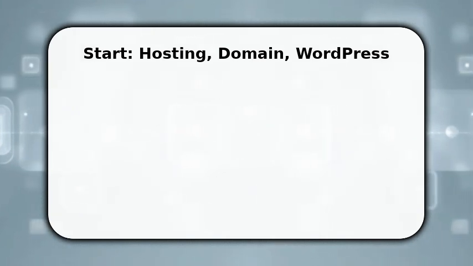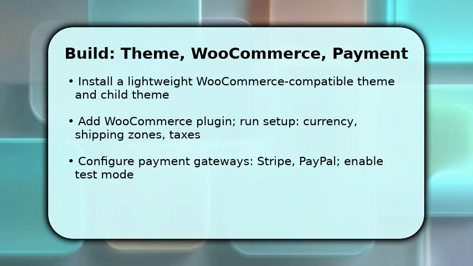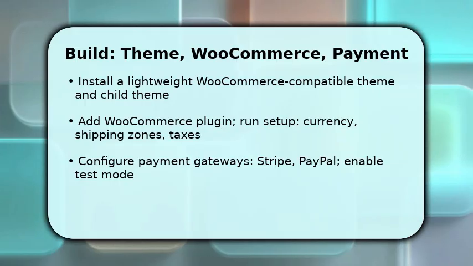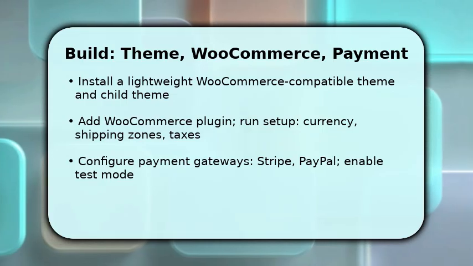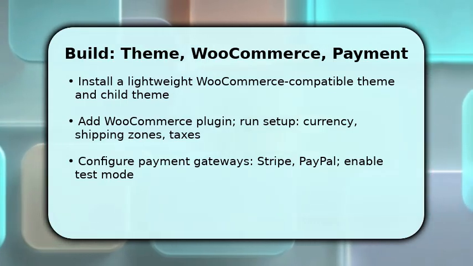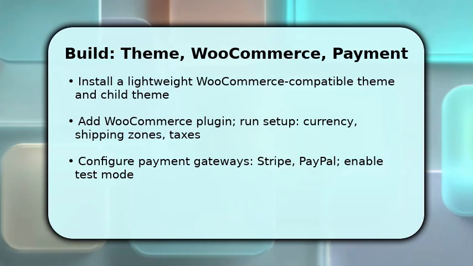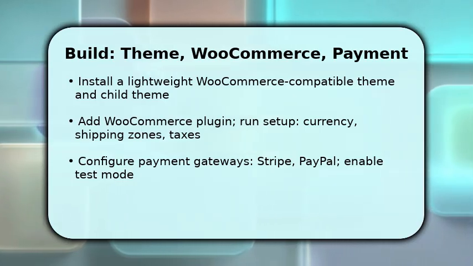Once WordPress is ready, install a lightweight theme built for WooCommerce and create a child theme so customizations survive updates. Then install and run the WooCommerce setup wizard. Select currency, set shipping zones and methods, and configure tax rules based on your location.